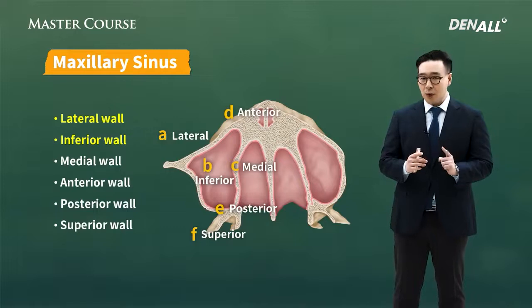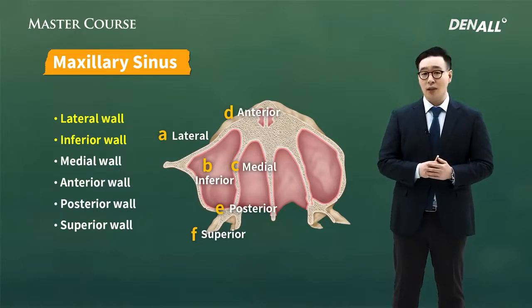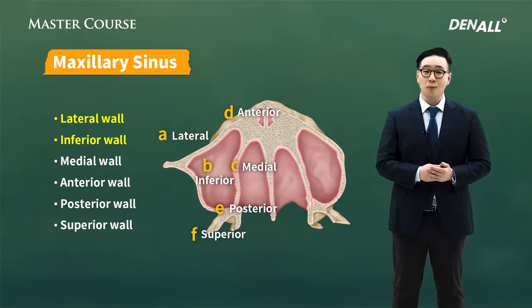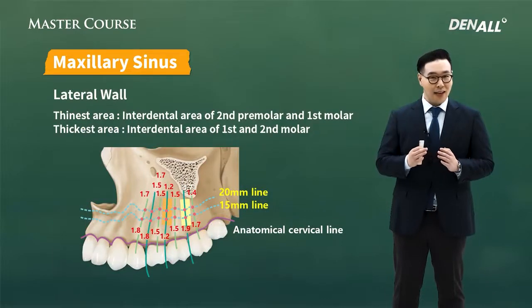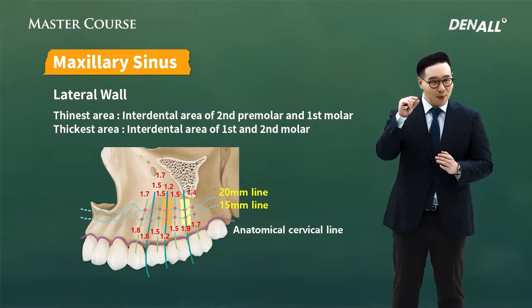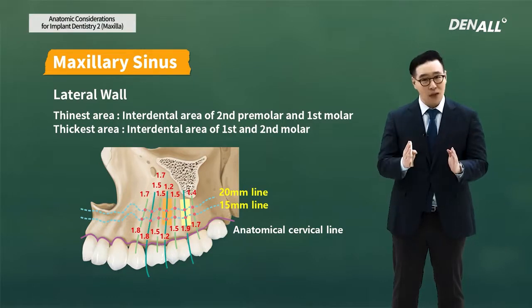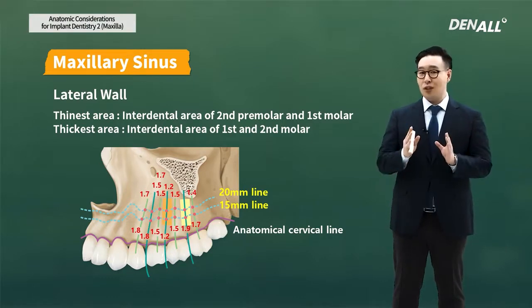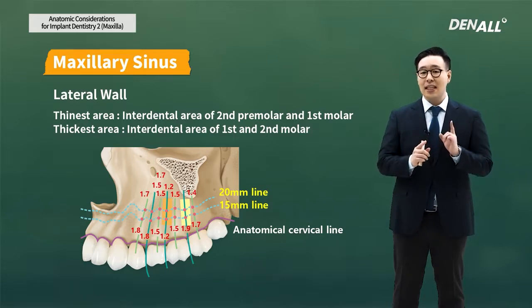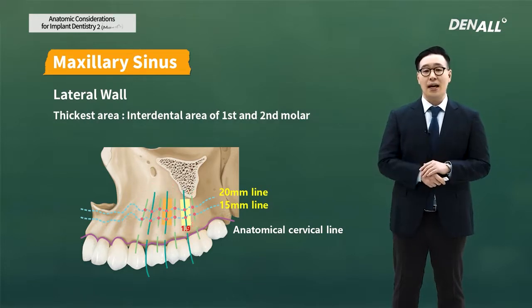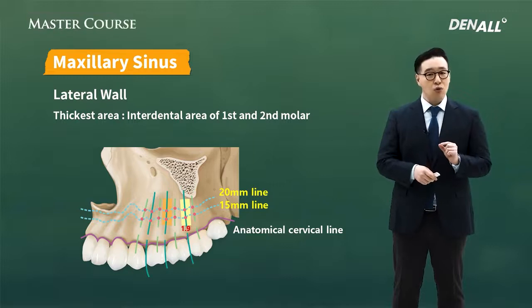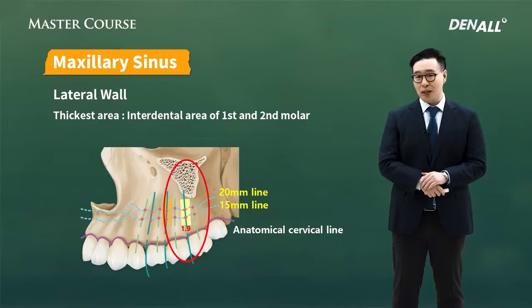And in the maxillary sinus, of the 6 walls, 2 relate to the clinical situation: the lateral wall and the inferior wall. Let's look a bit deeper into this. On average, in the lateral wall, the thinnest area is the interdental area of the second premolar and first molar, and the thickest area is the interdental area of the first and second molar. Now, the thickest wall on average is about 20 millimeters.